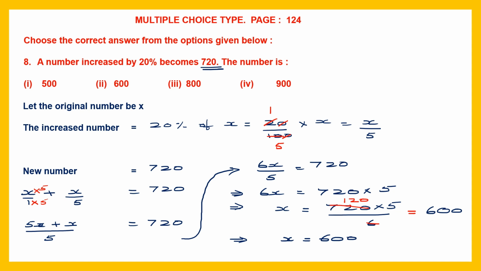And what is this? This is the number that we have been asked to find. So the number is 600. So let's circle that, and that's our answer.